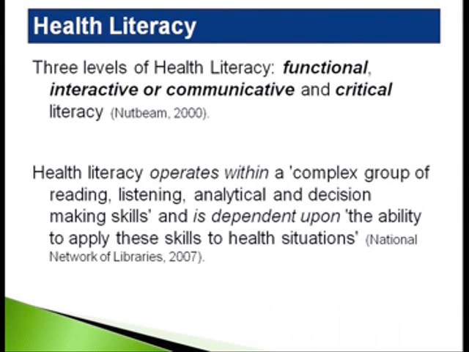And critical health literacy is the ability of a person and a community to address the systemic factors that affect their health. Hence, these definitions acknowledge the fact that health literacy operates within a complex group of reading, listening, analytical, and decision-making skills, and is dependent upon the ability to apply these skills to health situations.